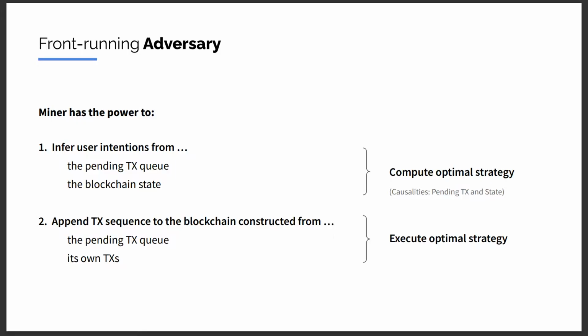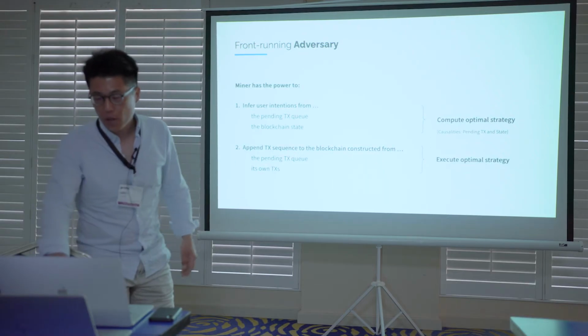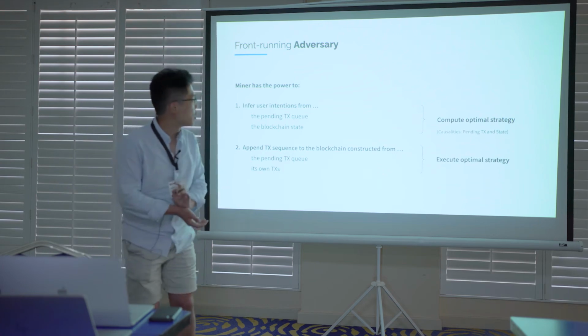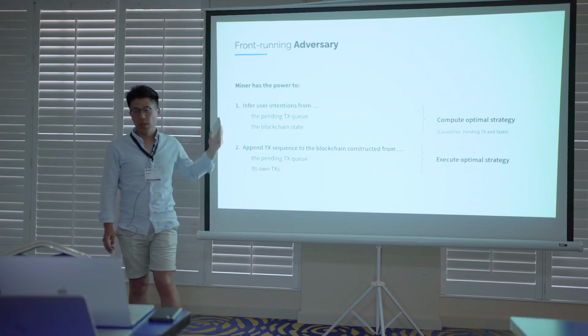So just to recap, we have the miner that has the power to infer user intentions from the pending transaction queue, but also obviously the public blockchain state. And it appends a transaction sequence to the blockchain constructed from the pending transaction queue and also its own injected transactions. So this essentially gives the miner, the adversary, the power to compute an optimal strategy and to execute it on-chain. And this is really the framework of our paper. We're interested in looking at methods which mitigate these two powers from the miner.